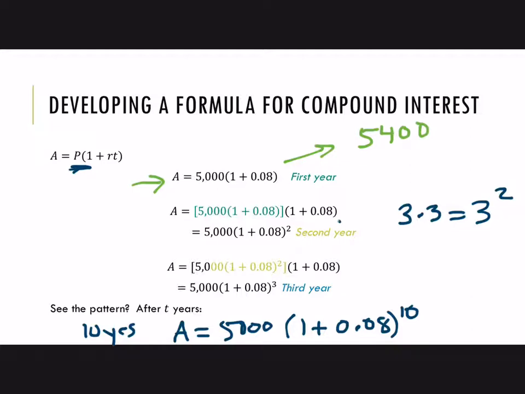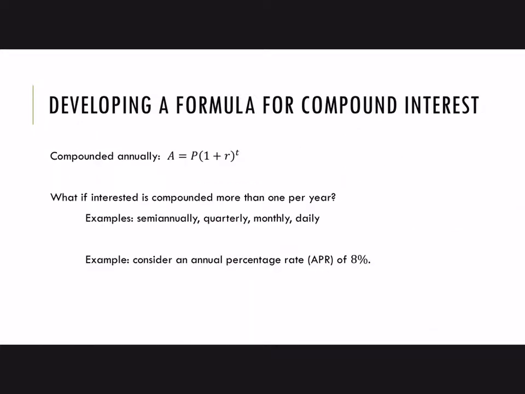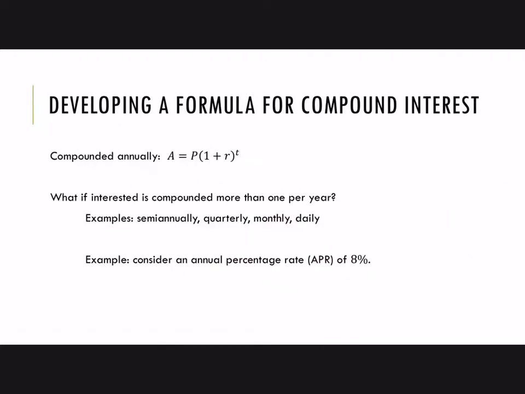Right. Now, if we wanted to generalize this, what would it be after t years? Well, after t years, it would be principal times 1 plus r to the t, whatever t is. All right, so here we have it, and this was compounded annually, so that's why you don't see a t here.